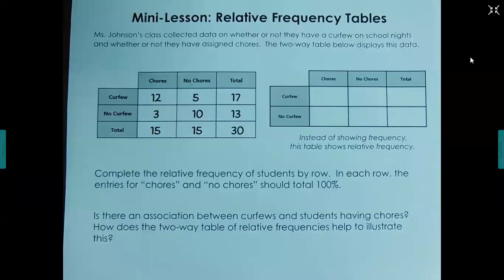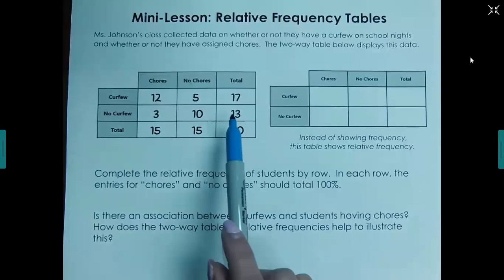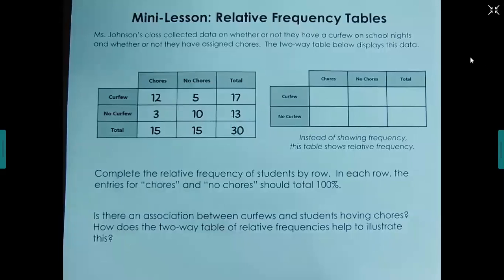For this mini lesson, we are going to look at what are known as relative frequency tables. So earlier in a mini lesson, we looked at what's called a two-way table, and we see an example here where we looked at Miss Johnson's class and students that had chores as well as students that had curfews. And so what we're going to do today is look at what a relative frequency table is in comparison.